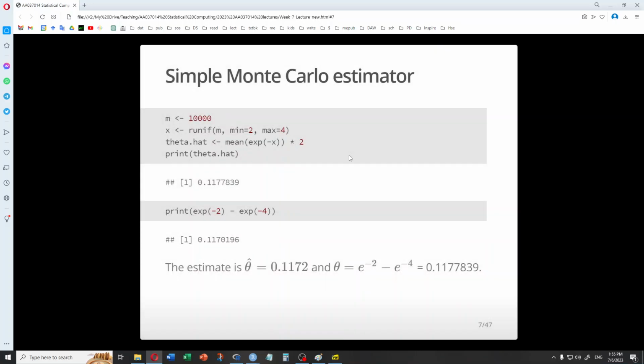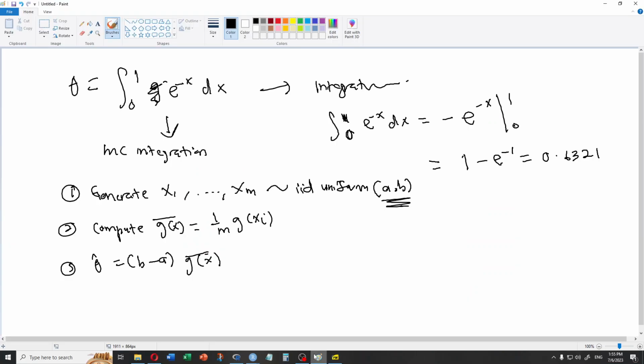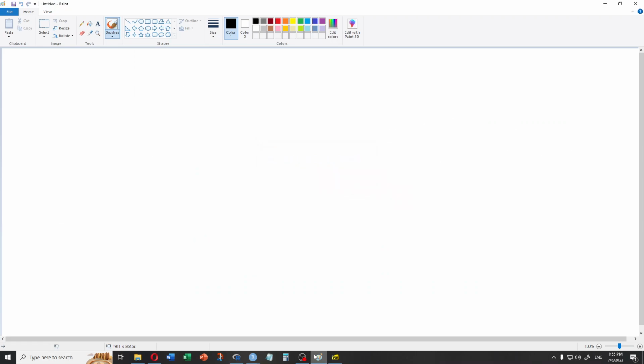So first, in this case, again, we want to replicate 10,000 times. So m is set to be 10,000, and then we use the runif function, and in this case, we put the minimum equals to 2 and maximum is equal to 4. The default is from 0 to 1. So we want to compute theta, which is given by the integral from 2 to 4 of exponents of negative x dx.